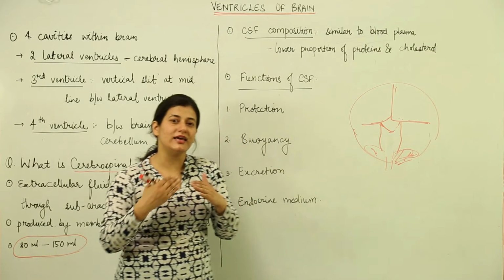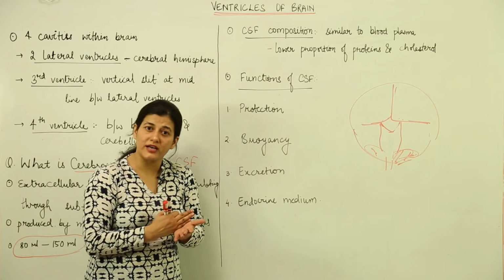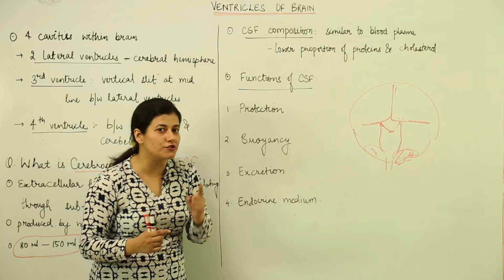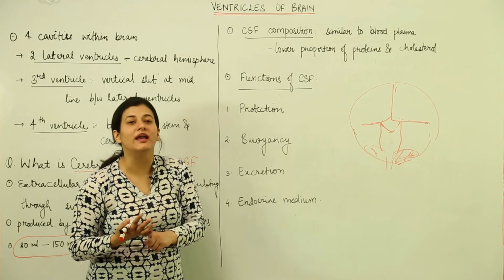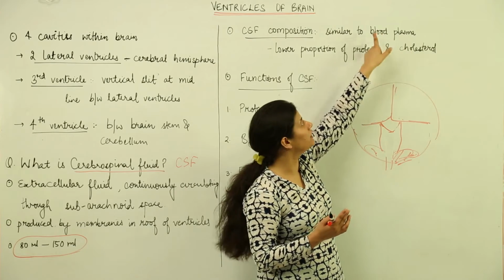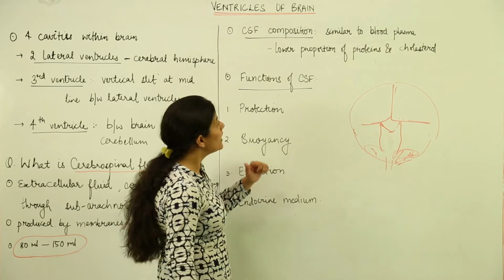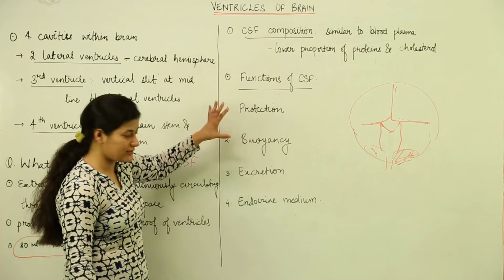The difference that lies is that it would be different from the blood plasma in having a lower content of both proteins as well as cholesterol. So, there would be lower content of proteins and cholesterol in the cerebrospinal fluid as compared to that of blood plasma. Now, what is the function of this cerebrospinal fluid?